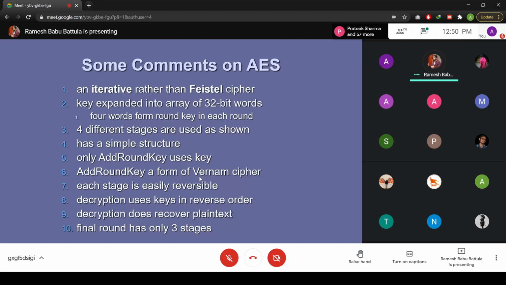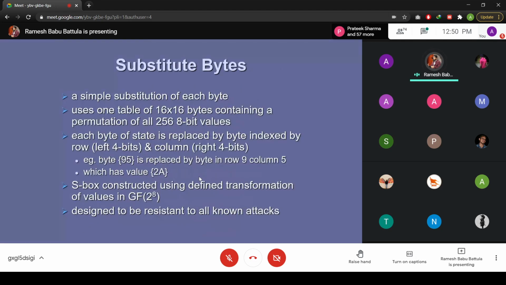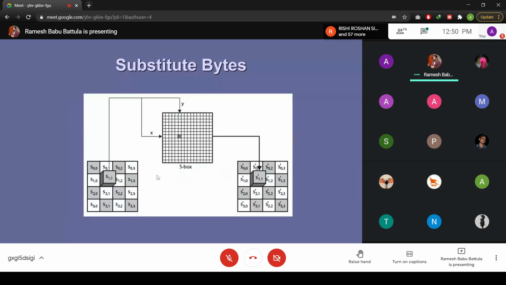Right? So this is the substitute byte operation we discussed. For this, what is required? One S box is required. This 95 is going to be finally replaced by 2A, the value in the final S box. Now how are we going to perform the substitute byte operation? You have an xy value. The x is going to indicate the row information, and y is going to be the column information.